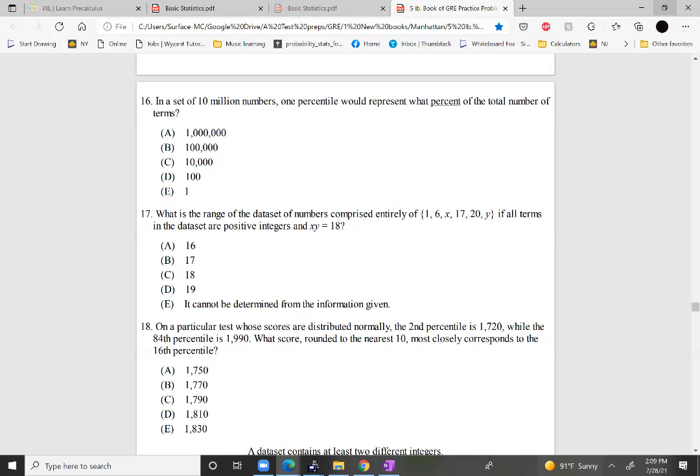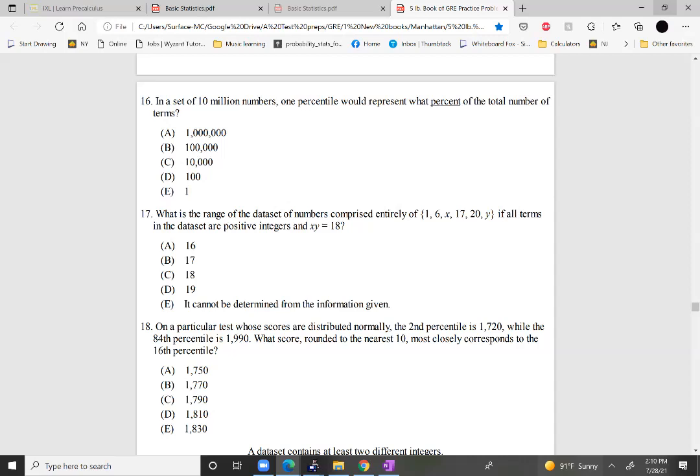Wait, 1 percentile, like you just make it 1% of 10 million, or no? No. What it's saying is what percent of the total number of terms? Any percentile represents 1% of the whole thing. It's E. If somebody says the 75th percentile represents what percent of the whole thing, you'd automatically say it's 1%. It's always 1%, no matter what.